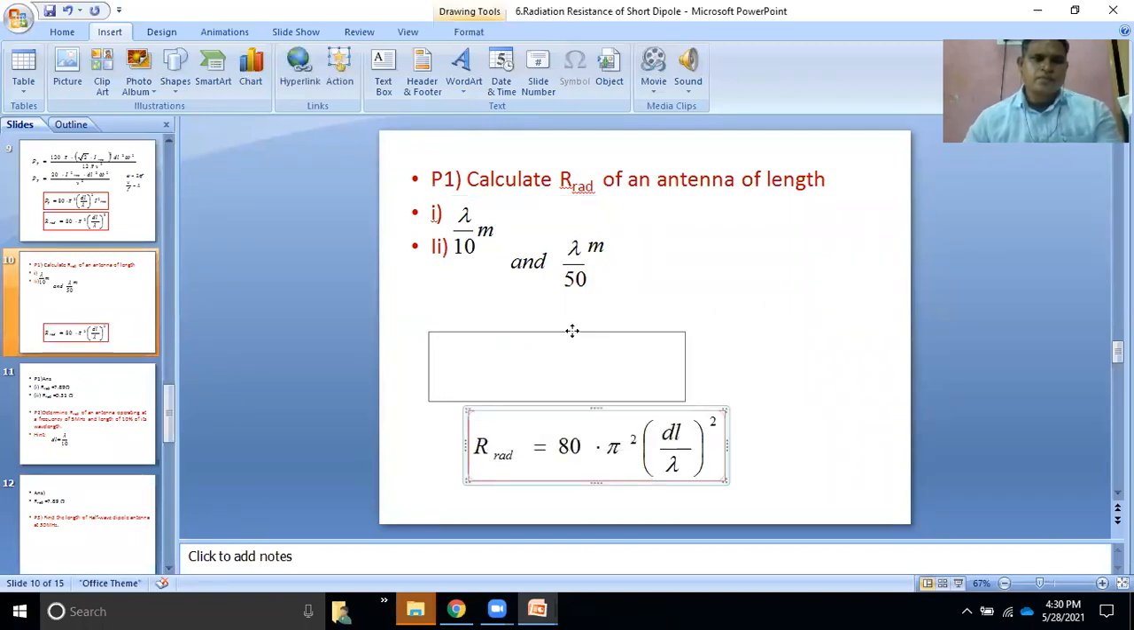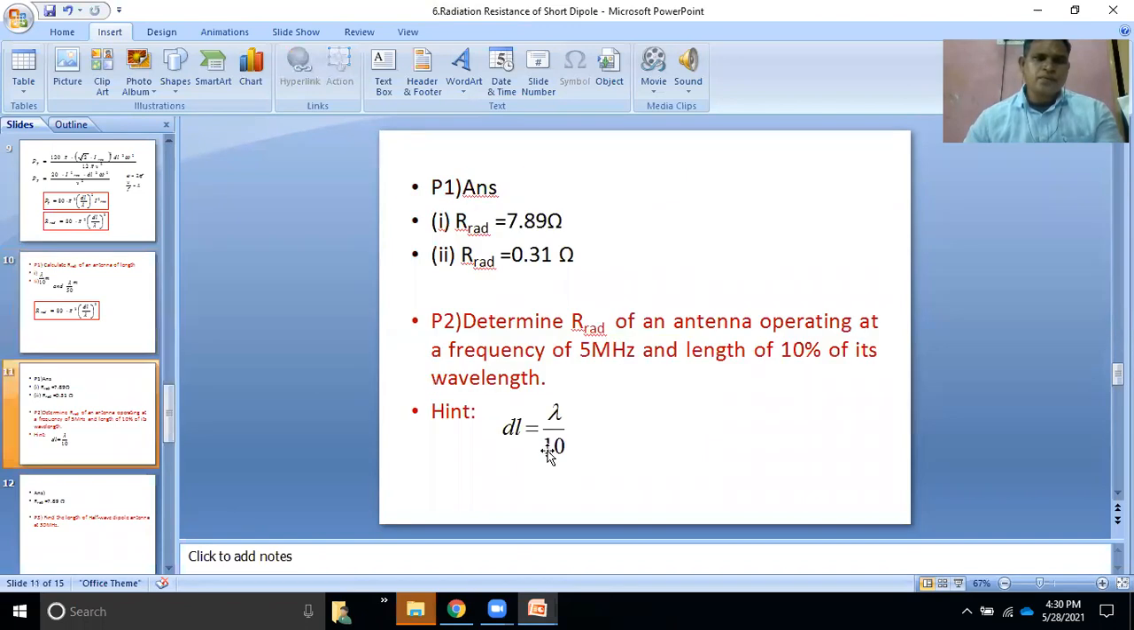7.88 is the answer. Yes, someone says 7.89. 88 ohms.